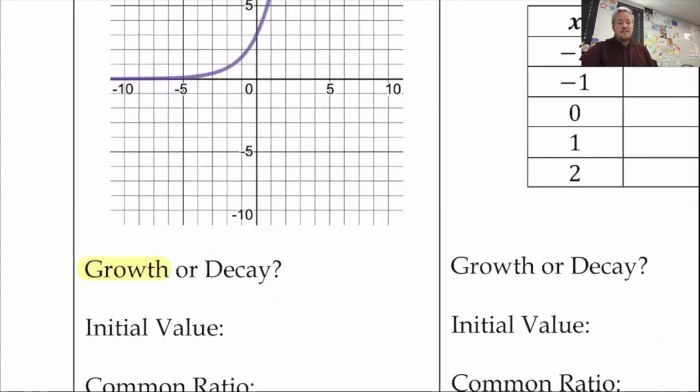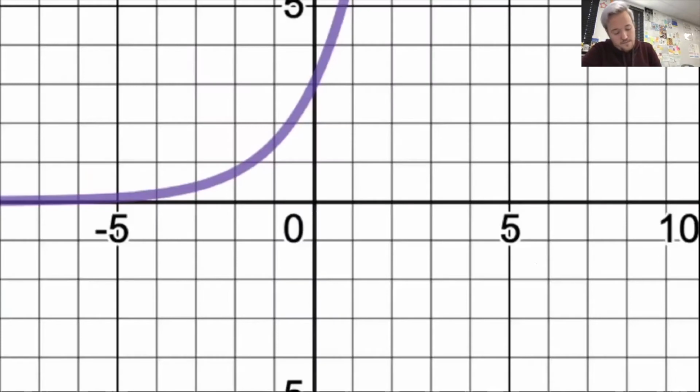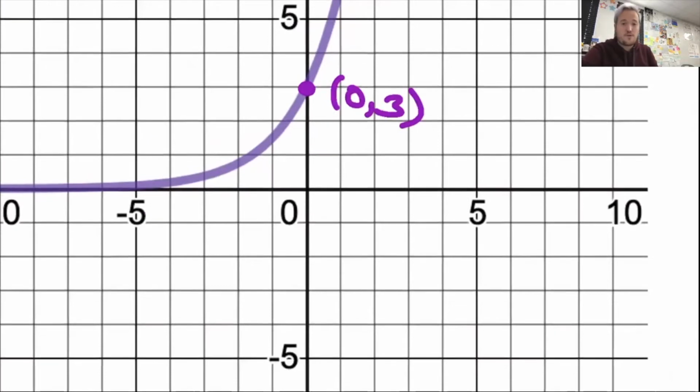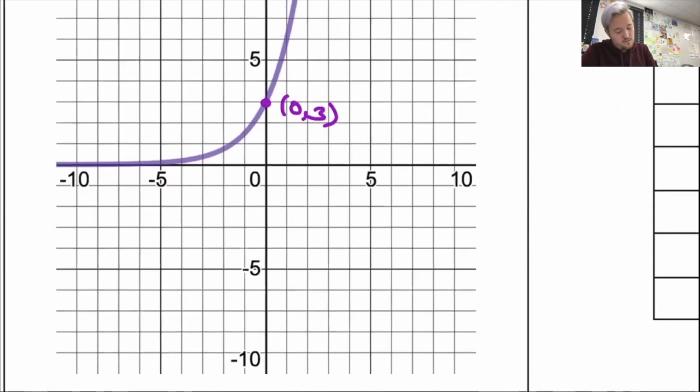All right, now your initial value. Remember, your initial value is literally just the y-intercept. So you're looking to see where it crosses the y-axis. Here at this coordinate, we're going to have 0, 3. So 3 is going to be your initial value.